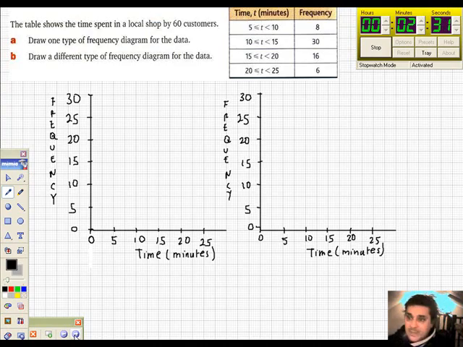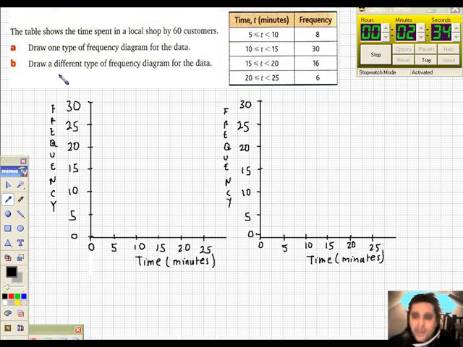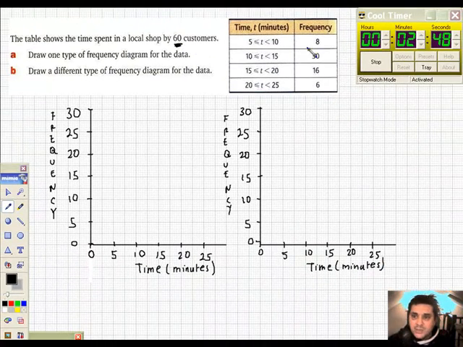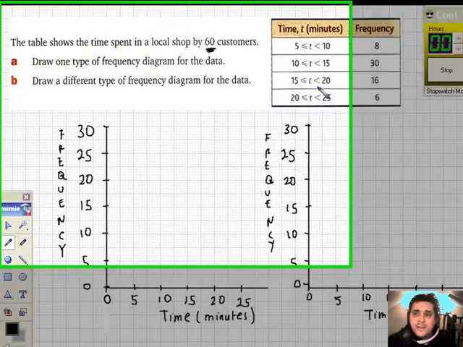Right, turning over to the next page. I've already prepped my grids for this, and what I've got here is a table showing the time spent in a local shop by 60 customers. So I know the total is 60, so I'll underline that, because it's going to be significant later, I'm sure.